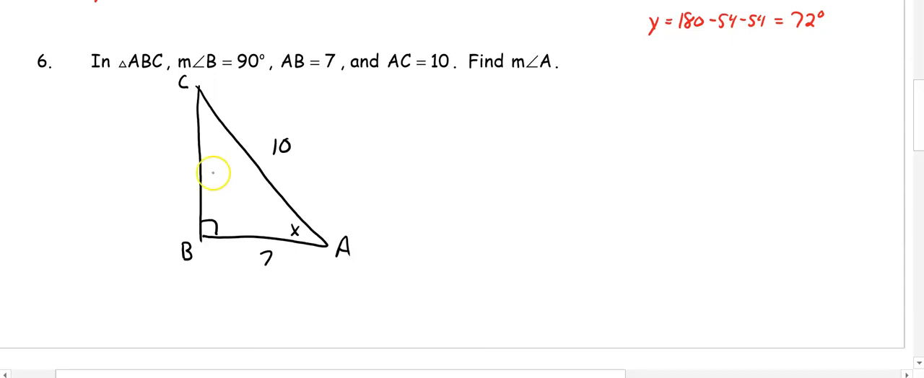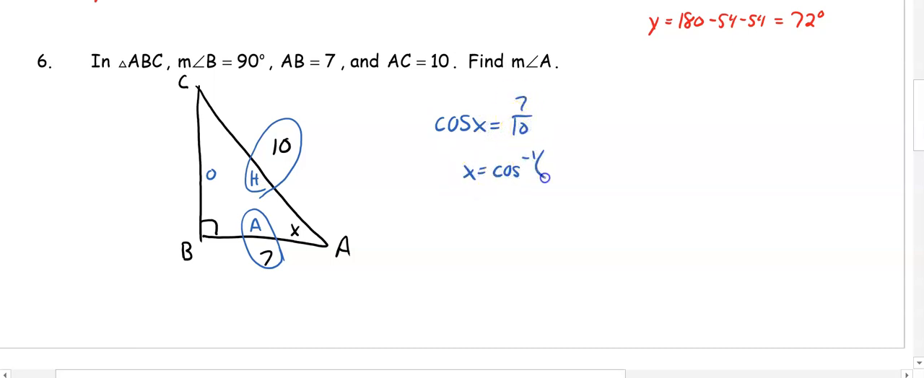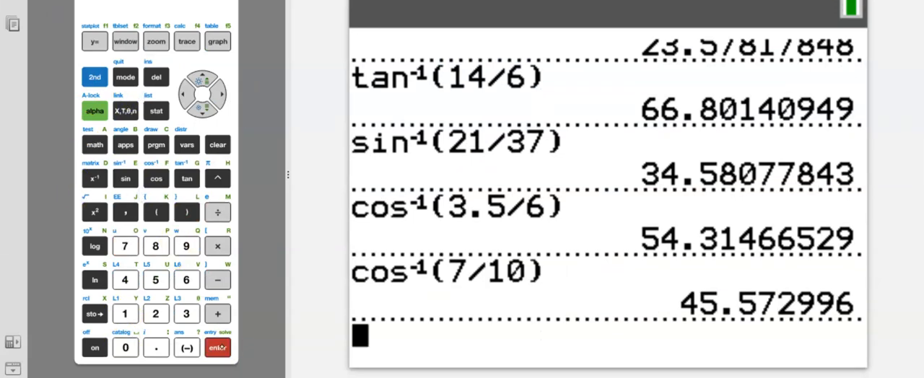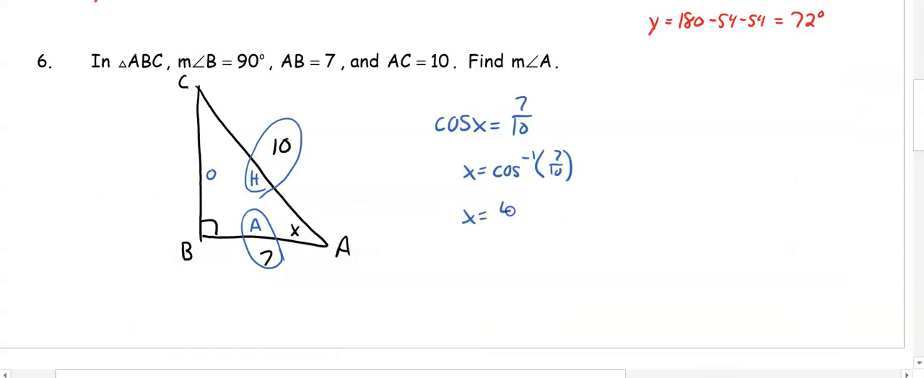If I label my triangle, I have information on the adjacent and the hypotenuse, so I'm using cosine. So the cosine of X equals 7 over 10. So we can do the cosine inverse. And we would round to 46 degrees.